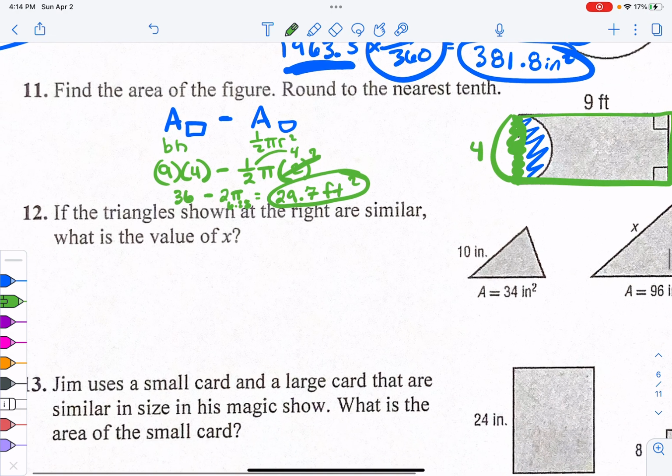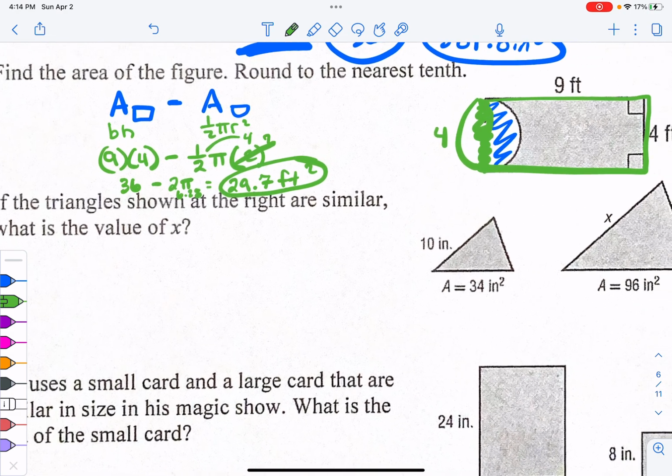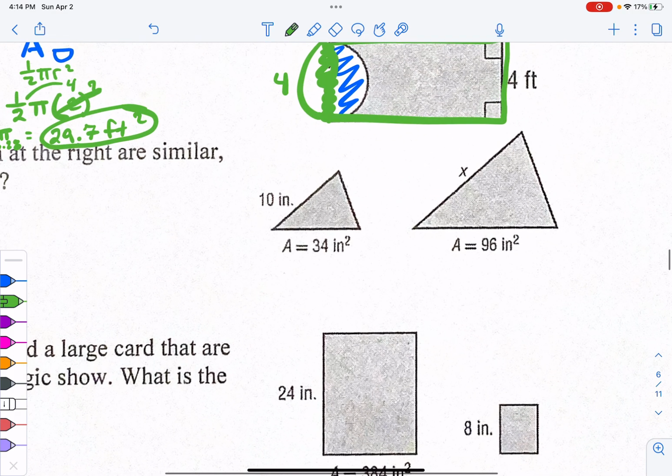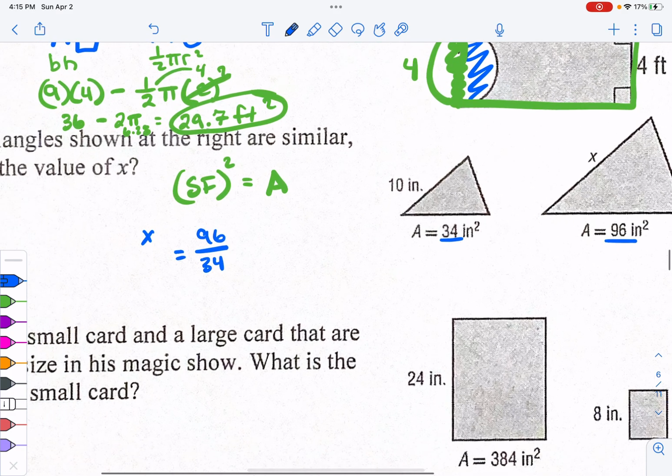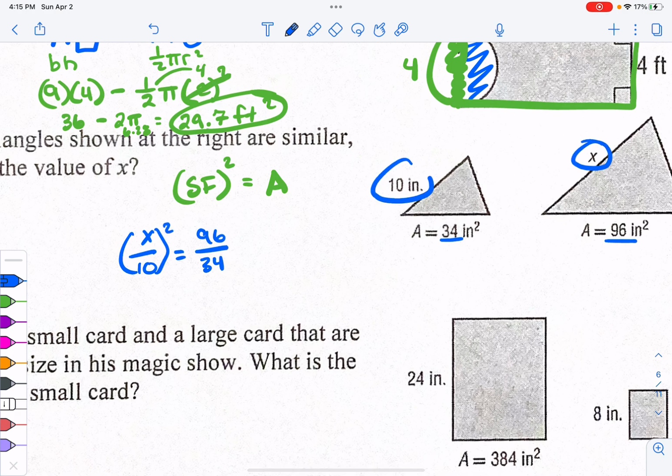All right, number 12, if the triangles shown at the right are similar, what's the value of x? Okay, so the deal here is that whenever I put the area of one over the other, that's equal to the scale factor squared, okay? So I usually do the ending one over the beginning one, so like 96 over 34. That's going to be equal to x over 10 squared. Like I take the scale factor, x over 10. One in comparison to the other is equal to the areas in comparison, but I have to square it.